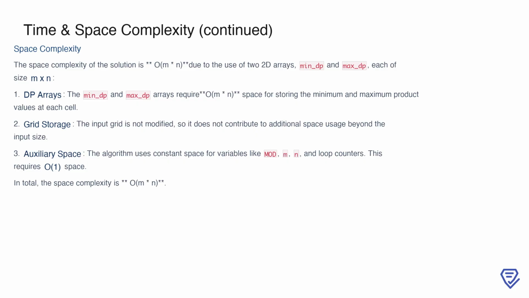The space complexity of this solution is O(m*n) due to the use of two 2D arrays, min_dp and max_dp, each of size m×n. These arrays are necessary to store the minimum and maximum product values for each cell in the grid. Beyond the DP arrays, the input grid itself does not contribute to additional space usage because it remains unchanged throughout the algorithm, so it counts only as part of the input size. Additionally, the algorithm uses a constant amount of auxiliary space for variables such as mod, m, n, and the loop counters, which together require O(1) space. When we sum up the space usage, the dominant factor is the size of the DP arrays, resulting in an overall space complexity of O(m*n).